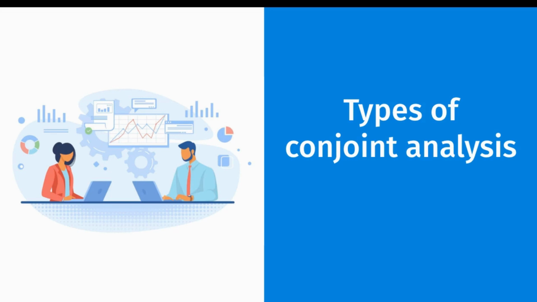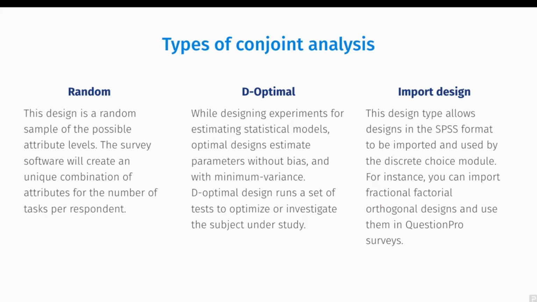So what are the types of design of the conjoint analysis? QuestionPro offers developed design types for conjoint analysis using the discrete choice model. There is the random type. This design is a random sample of the possible attribute levels. The survey software will create a unique combination of attributes for the number of tasks per respondent. To know what choices will be presented when your survey is deployed, you can run a conjoint concept simulator.